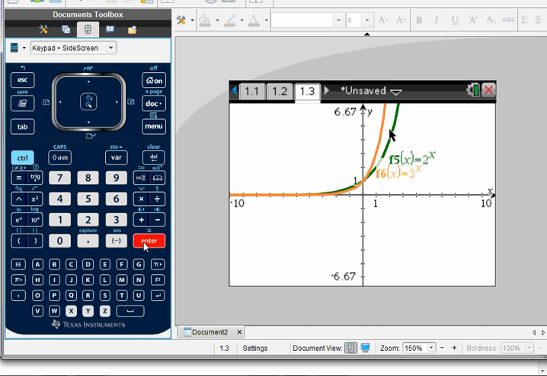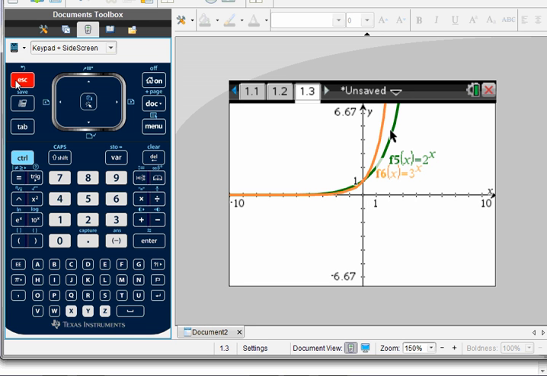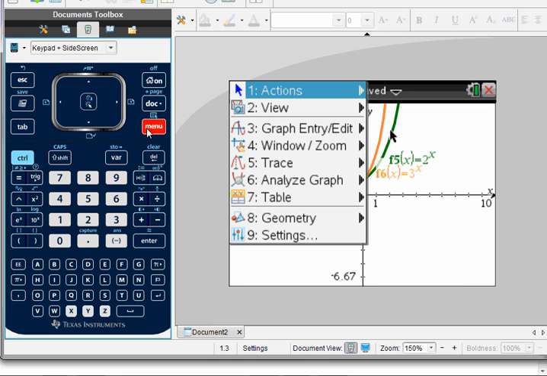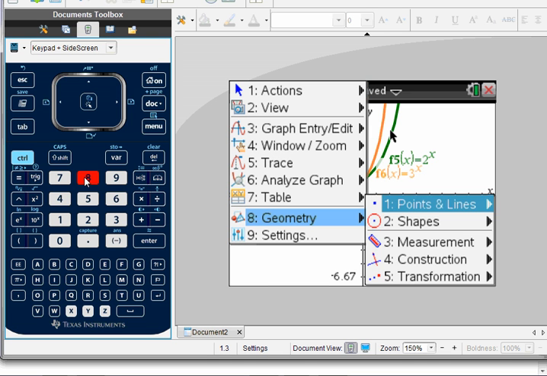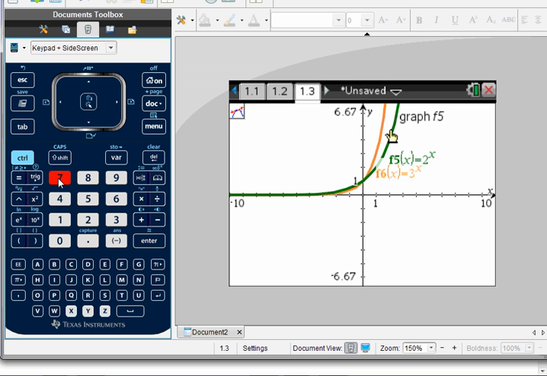They're pretty close. And I want the tangent lines, and the tangent line is 1. So I'm going to go to menu, and I'll escape, in the graph mode. Geometry, 8. I want a point and line. And I want a tangent, 7. I have this. And I'll put it on this one. You can't do this with your smart view.